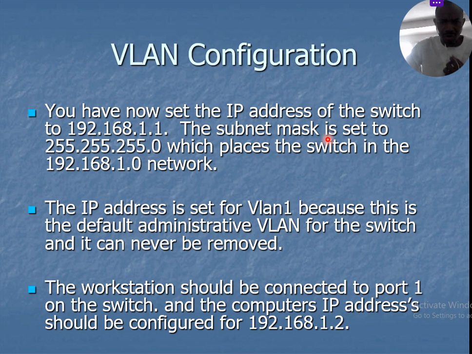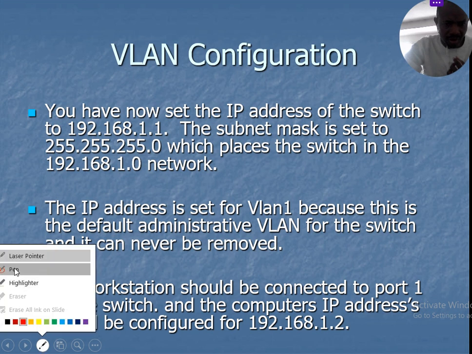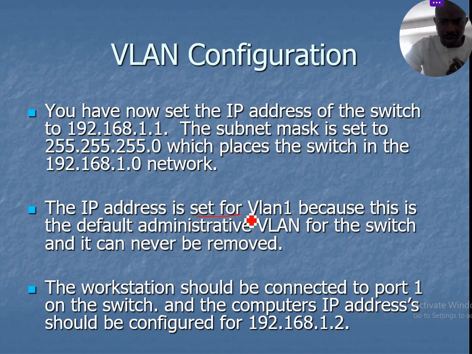and it can never be removed. So please take note of this. The IP address is set for the VLAN. Let's highlight that. We say the IP address is set for the VLAN because this particular IP address, 192.168.1.1 with a subnet mask of 255.255.255.0, is set for VLAN 1, the virtual local area network 1, because this is the default administrative VLAN.